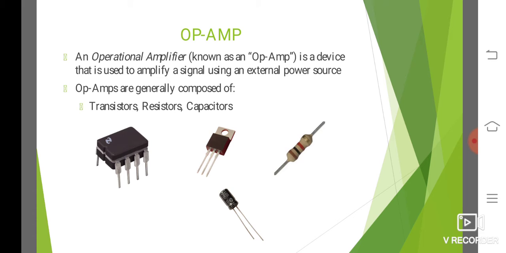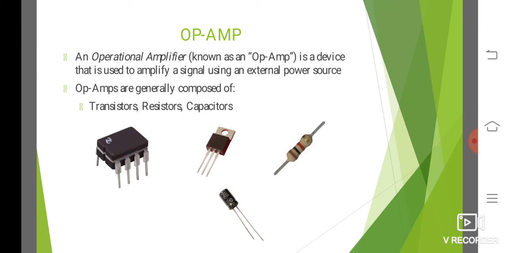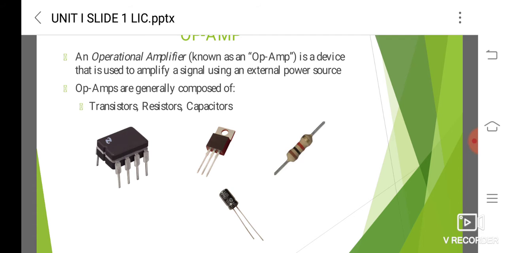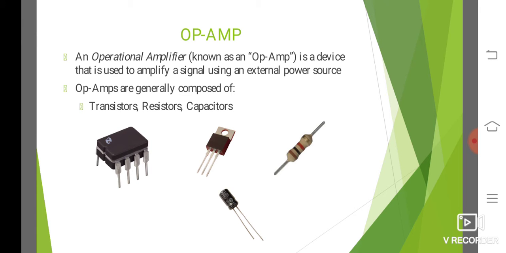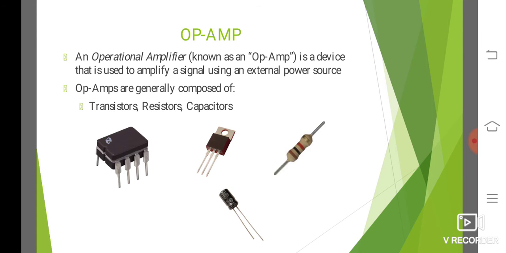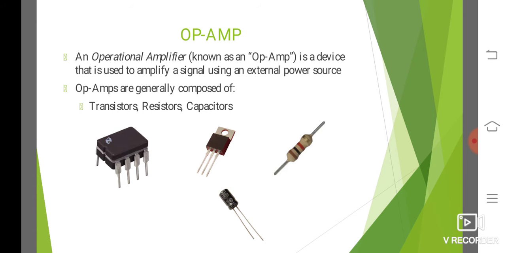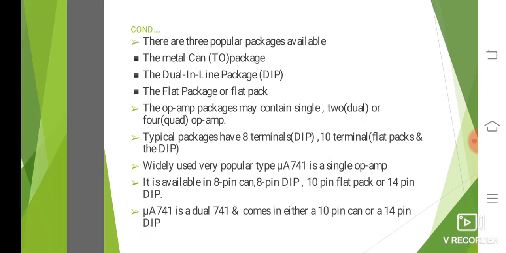First we can see what is meant by operational amplifier. The operational amplifier is otherwise said to be op amp. It is a device that is used to amplify either AC or DC signals with the help of an external power supply. The operational amplifier is generally composed of transistors, resistors and capacitors. Therefore, an op amp is used to amplify the signal using the external power supply.